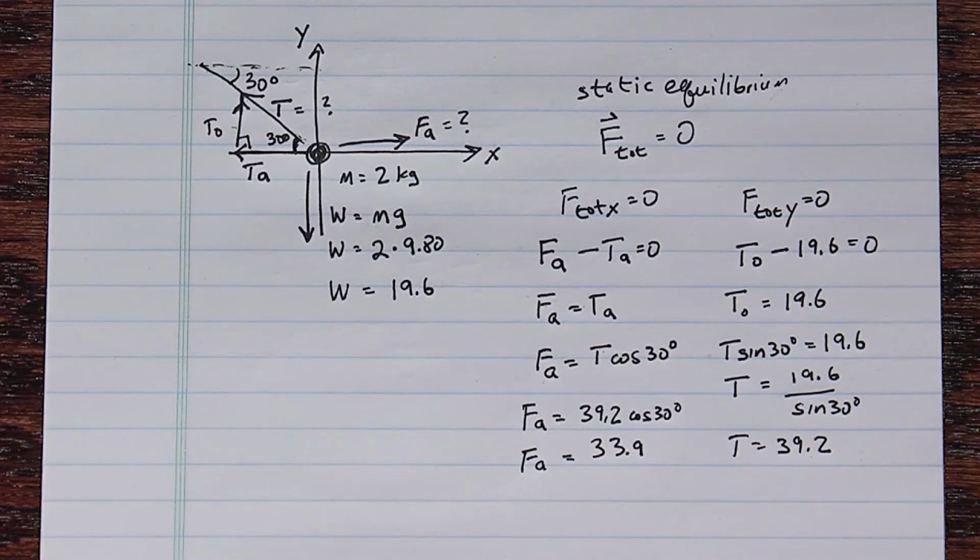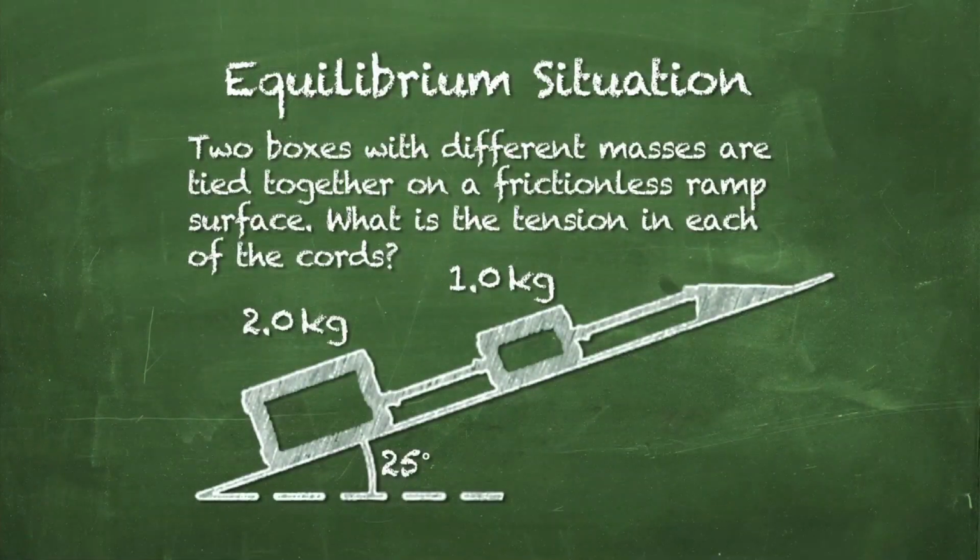Let's try another example. In this case, we have two boxes with different masses that are tied together on a frictionless ramp surface. And the question is, what is the tension in each of the cords? Well, let's just start with one box. Let's just consider the 2 kilogram box that you see there. There's a rope attached to the 2 kilogram box. What is the tension in that rope alone? And we also see in the diagram that the slope of the ramp is 25 degrees.